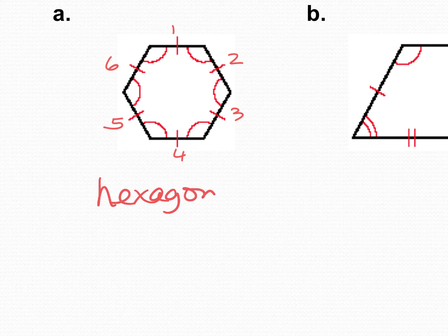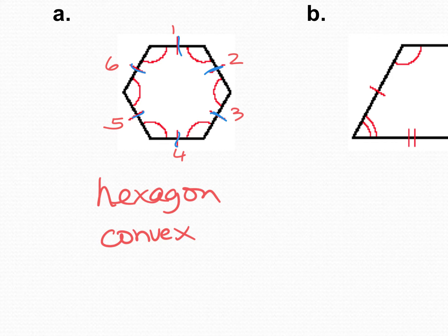And is this concave or convex? Beautiful. Now, notice all of the congruency marks on this. This is showing me that all 6 sides have the same congruency mark, making all those sides the same length.